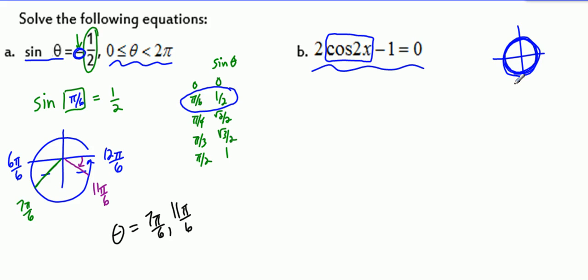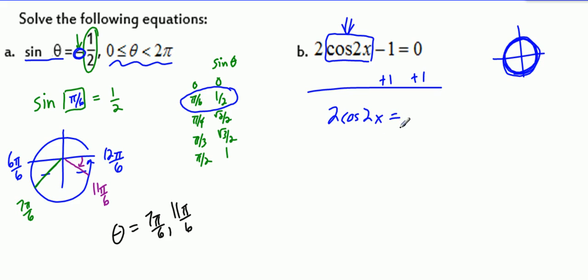Now, what I said before is we have to isolate this cosine of 2x. So the first thing we need to do is add 1 to both sides. I might just erase this wavy line so it doesn't get in the way. We're going to have 2 cosine of 2x equals 1. Then we're going to divide by 2 on both sides. So we'll get cosine of 2x equals a half.